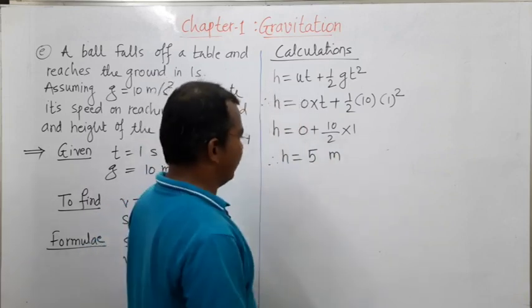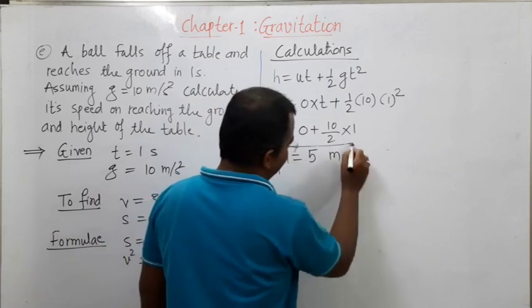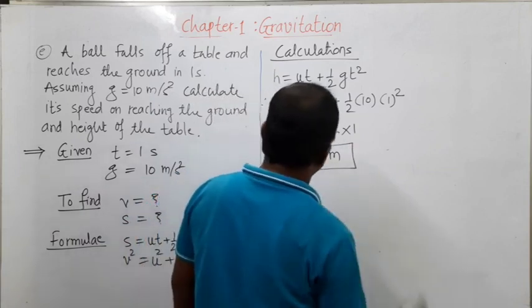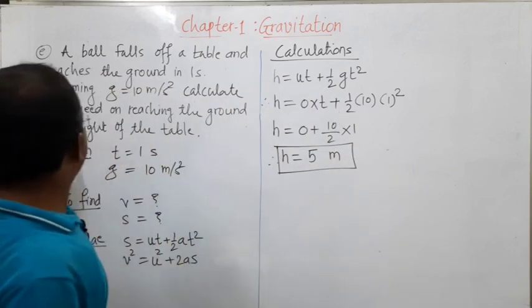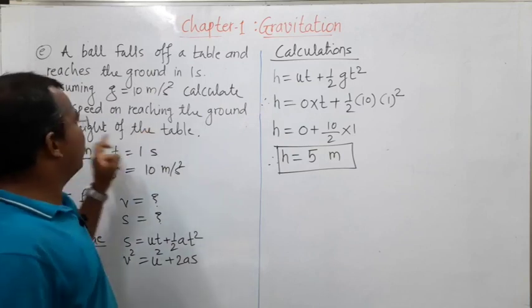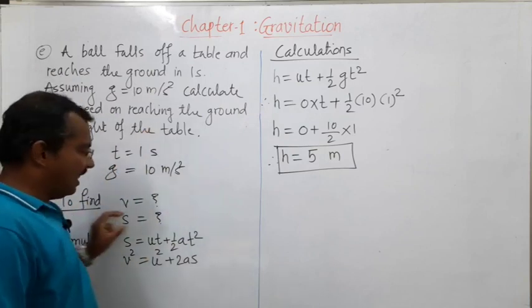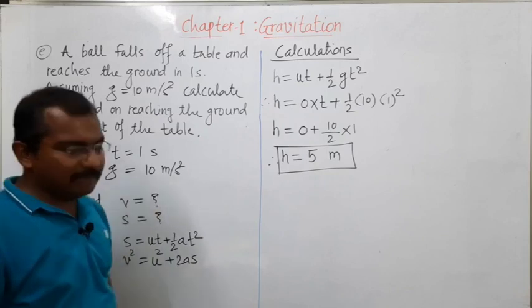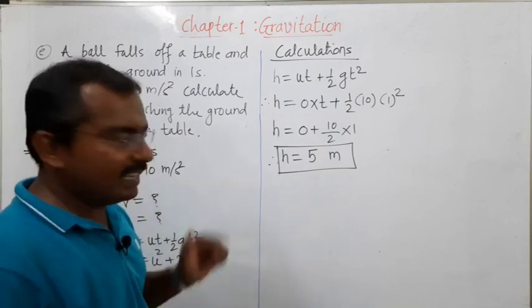H is the 5 meter, or this will be the S. Height of the table is 5 meters. Calculate its speed on reaching the ground and height of the table. So we have calculated half of the part, S or height of the table. Let's move to the second part.